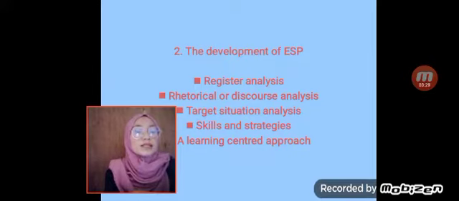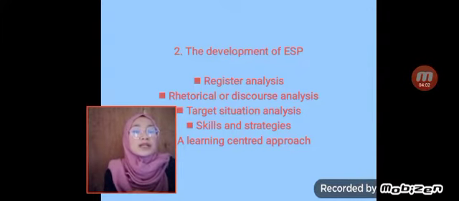And then is skills and strategies. The focus should rather be on the underlying interpretative strategies, which enable the learners to cope with the surface forms. For example, guessing the meaning of words from context, using visual layout to determine the type of the text, etc. The last is a learning-centered approach. ESP is concerned with language learning rather than language use.